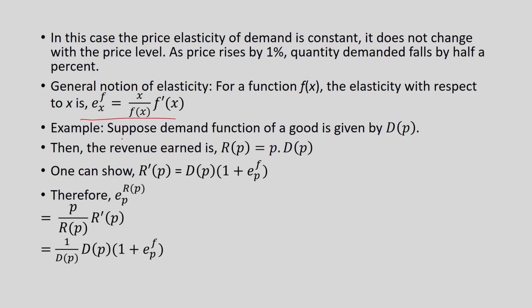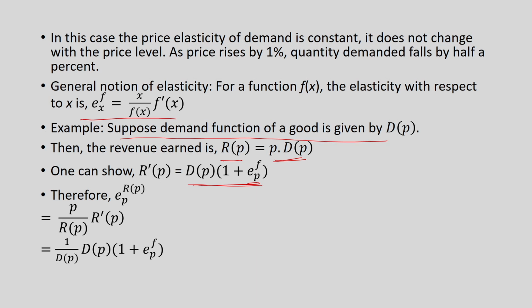Okay, here is an example. Suppose the demand function of a good is given by D(p). So, the revenue earned, meaning the total amount of money that the sellers are getting, is p multiplied by quantity demanded, that is p multiplied by D(p), and if you take the derivative of R(p) with respect to p, you will get this expression. I am going to skip some steps. You can show that this right hand side you can get if you take the derivative of this with respect to p and use the formula of price elasticity of demand, which has been used here.